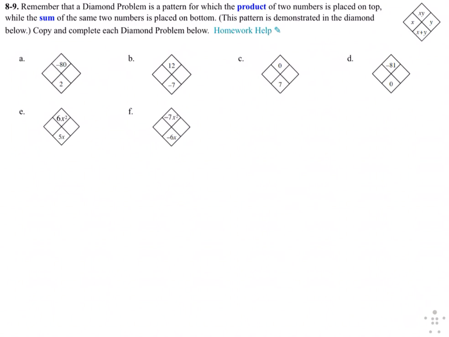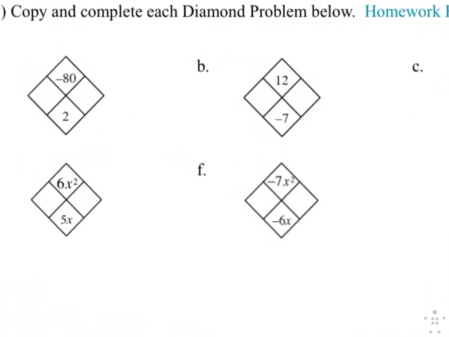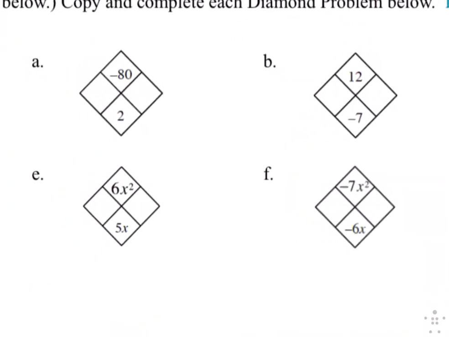Okay, for 8, 9, they want us to do the diamond problems. So again, the reason we're doing these is because these are going to help us with factoring, which is coming up. So I'm going to zoom in here to make it so that I can write in there. I'm not going in order, but I'll do A, B, E, and F.